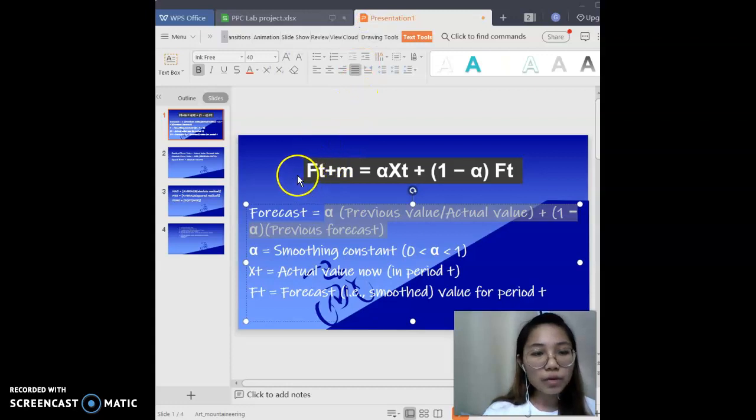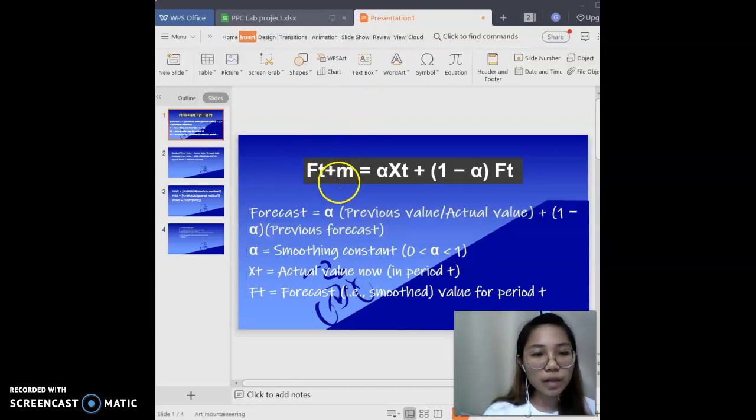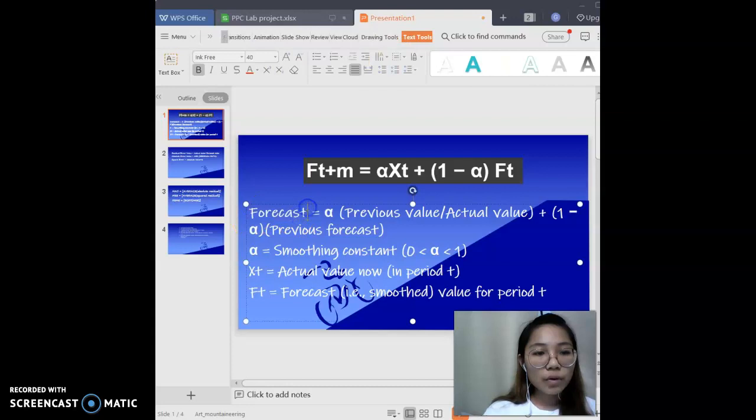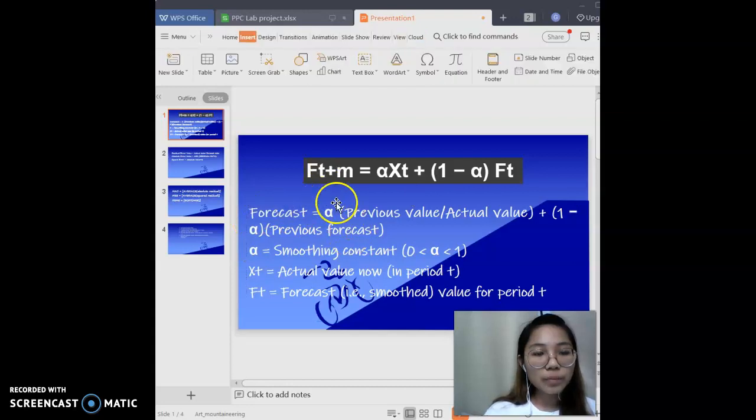We are applying the formula, which is F(t+1) equal to alpha multiplied by X(t) plus (1 minus alpha) multiplied by F(t). So we see that the forecast is equal to alpha times the actual value plus 1 minus alpha times the previous forecast. Alpha is the smoothing constant. This means that alpha is between 0 and 1.